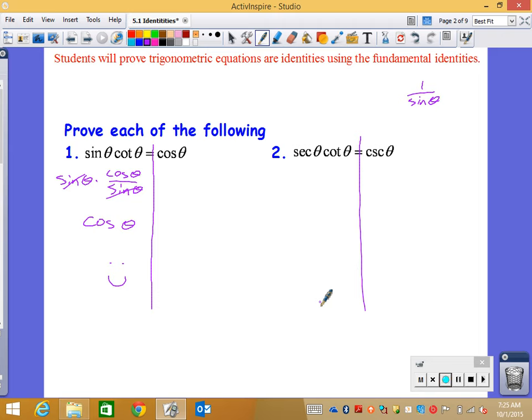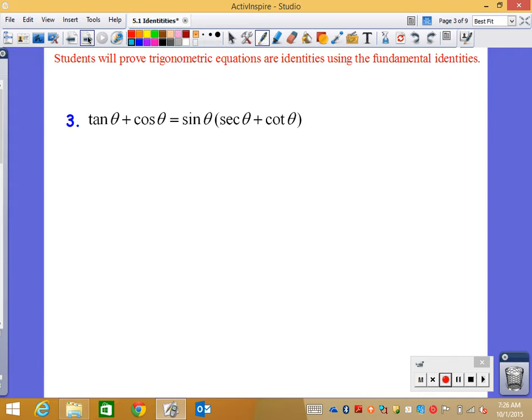My secant is 1 over cosine times cotangent, which is cosine over sine. Well, since I'm multiplying, hey, my cosines cancel. I'm left with 1 over sine theta. Remember, that's what we wanted to prove here, is to make it look like 1 over sine theta, but I still have to write cosecant theta. Smiley face, just to make everybody know that I'm done. So pretty straightforward. Well, this one gets a little bit more complicated.